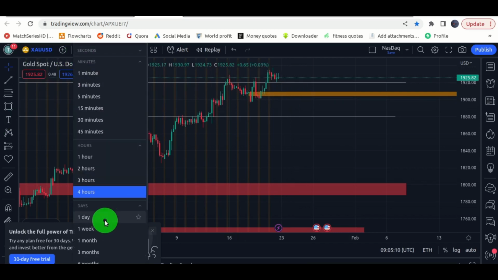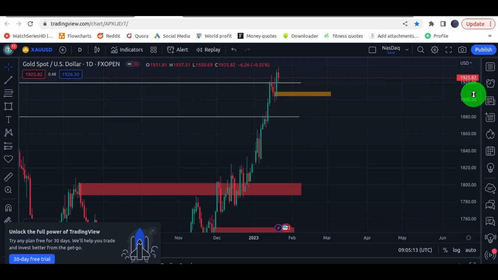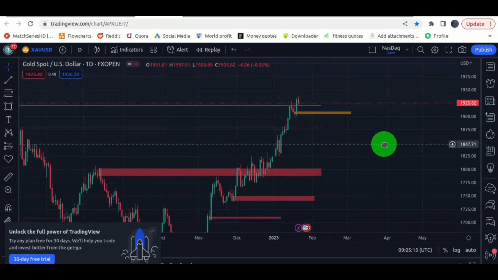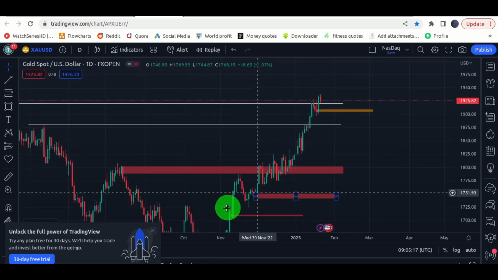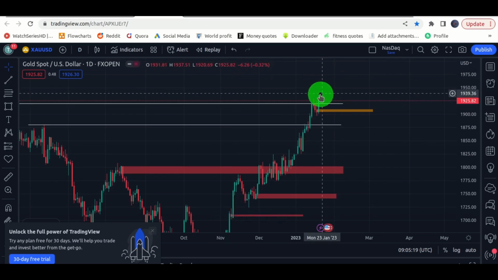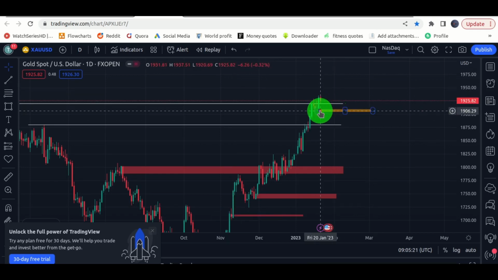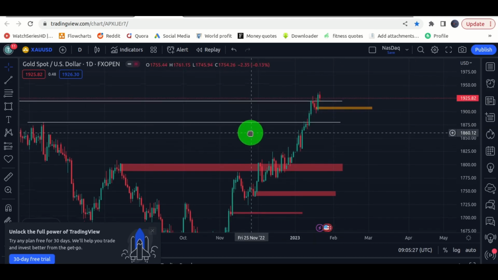And yeah, on the daily time frame, it's pretty clear where gold wants to go. It's bullish, so we can just wait for it to drop inside of this order block, then we execute our trades. So yeah, gold is nothing complicated.